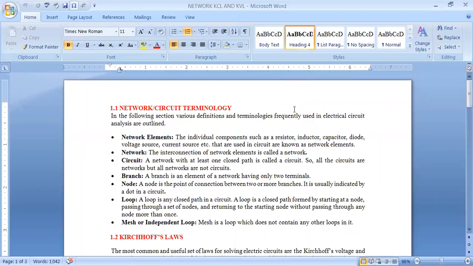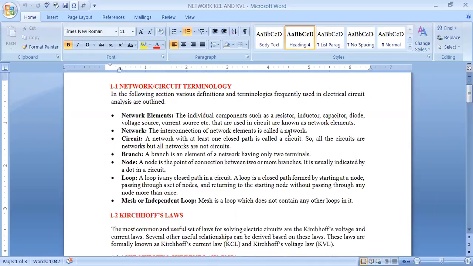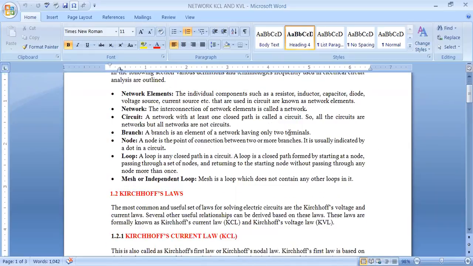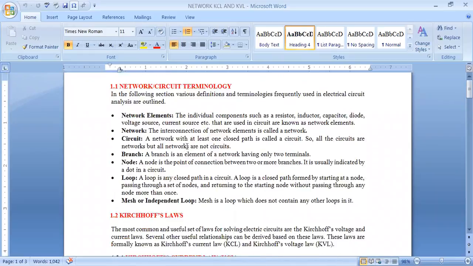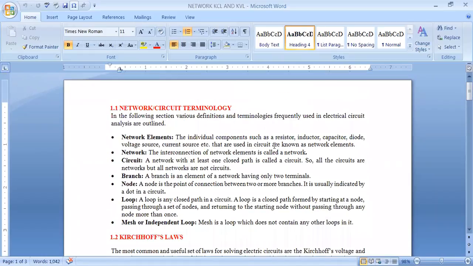Now we'll go for the next topic called Kirchhoff's law. Before going to Kirchhoff's law, KCL and KVL, we need to know some terminology, network terminology, other circuit terminology. We have to understand the terminology first. Then we can go to KCL and KVL.